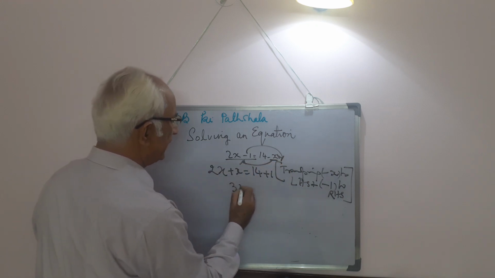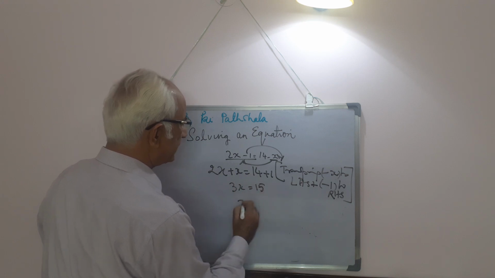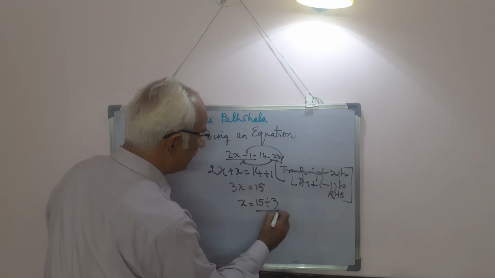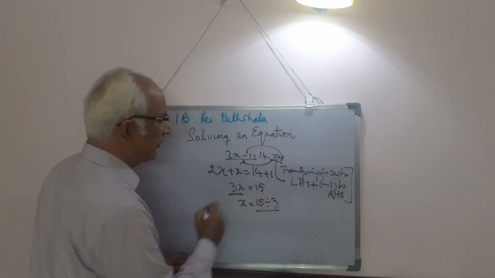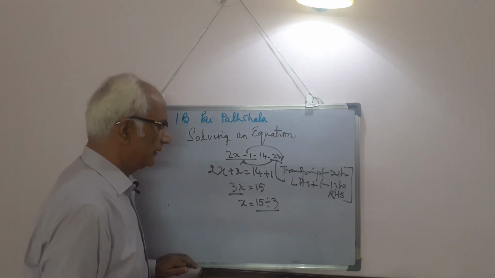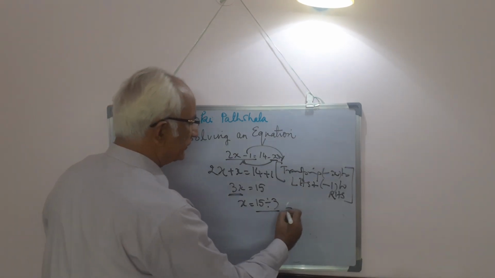So 3x is 15. x is 15 divided by 3. Why are we dividing 15 by 3? Because 3 is the coefficient. So this is 5.